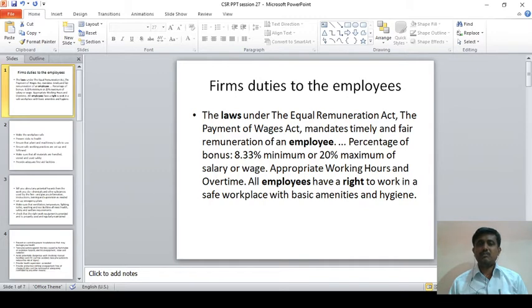The Payment of Wages Act mandates timely and fair remuneration of an employee. The percentage of bonus is 8.33% minimum or 20% maximum of salary or wage, with appropriate working hours and overtime. All employees have a right to work in a safe workplace with basic amenities and hygiene. Let us discuss one by one.